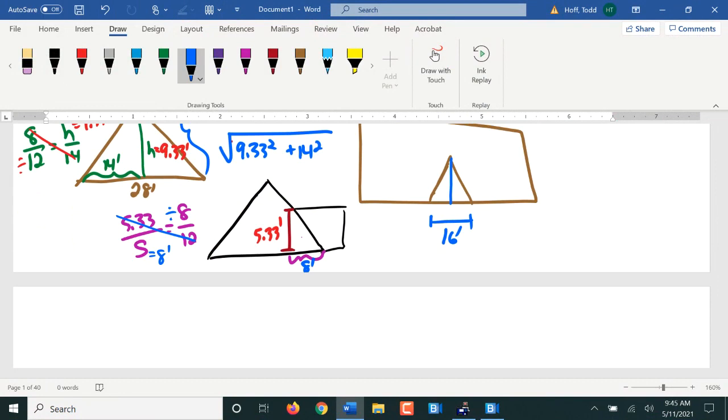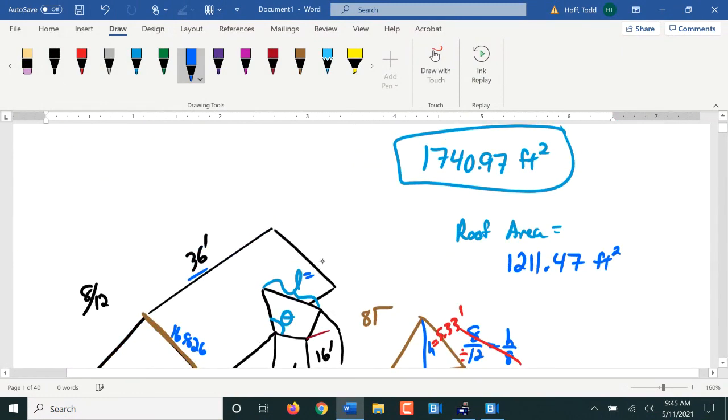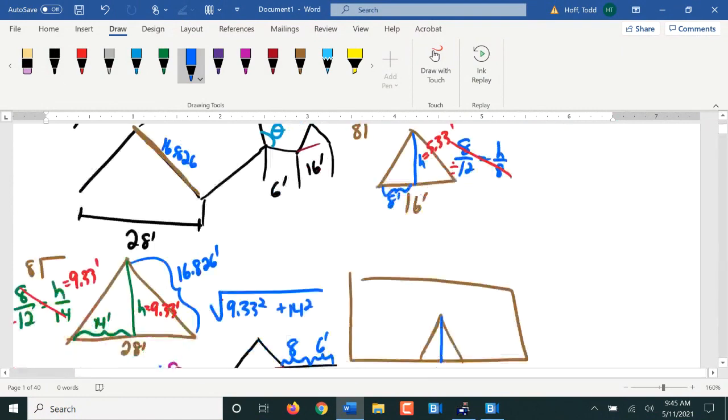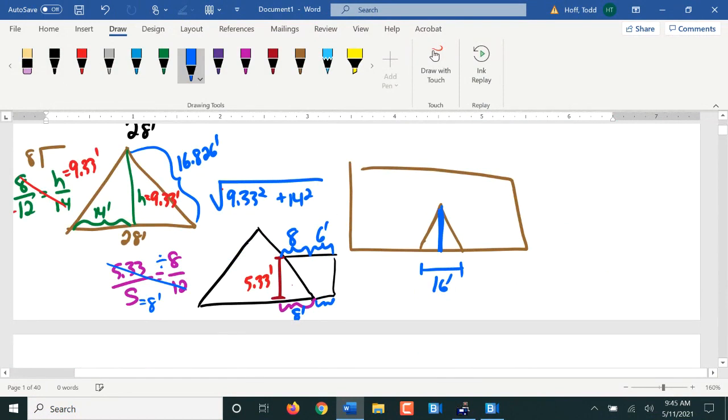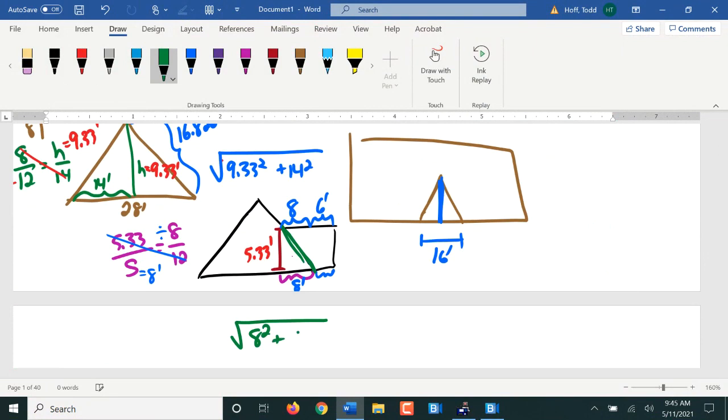This actually gives us our wedge length already now, because this is 8 feet, and this distance here was the 6 feet that stuck out. So that length L, 8 plus 6 is 14 feet. We still need to find this height of that triangle cut out of the roof. That's going to be simply this length here. So we're going to do that, the square root of 8 squared plus 5 1/3 squared.